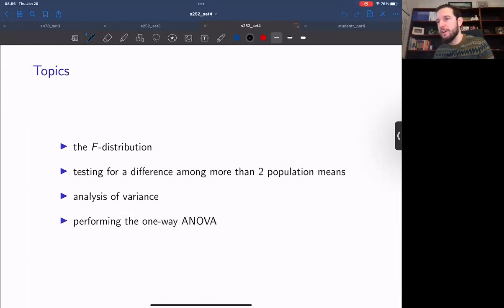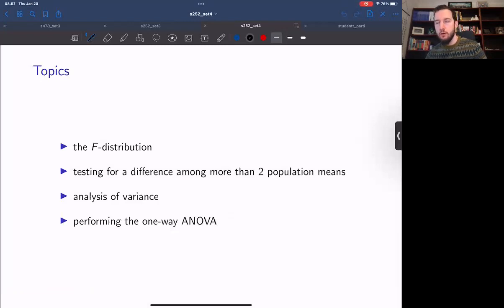And that's another theme in this class, the introduction of different statistical tables to run the different statistical hypothesis tests. Essentially, what we are going to learn how to do is extend our two-sample independent t-test to the case where you have more than two populations.